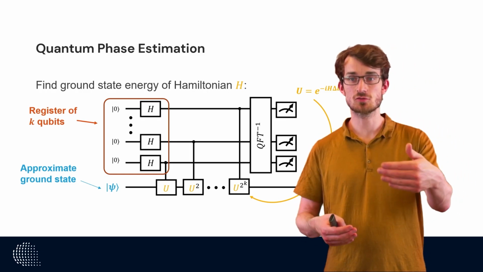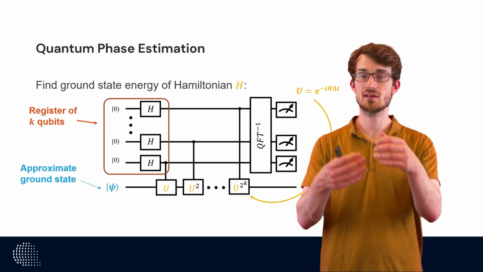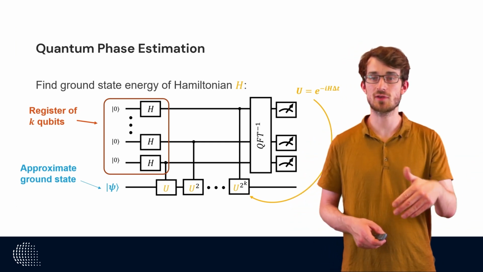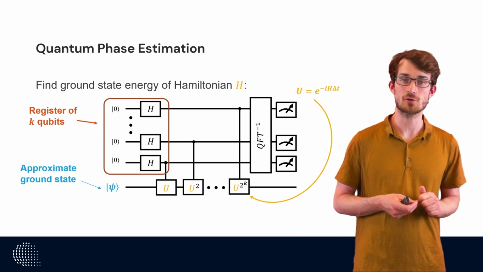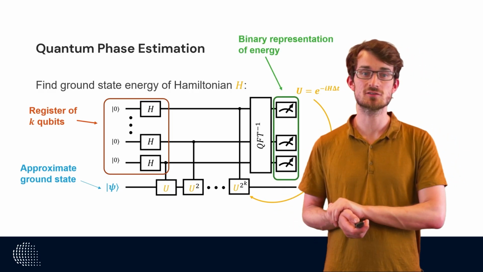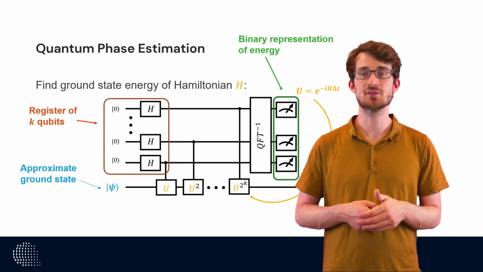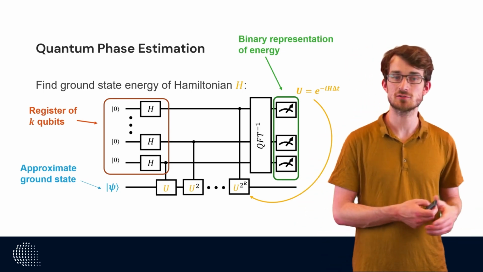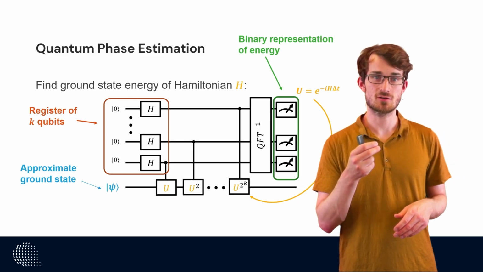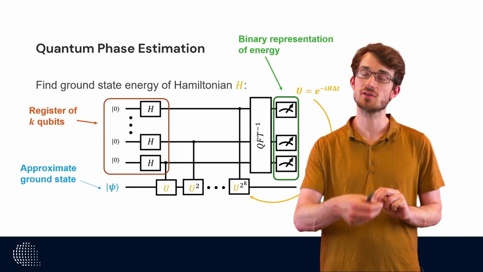The challenge is to construct these controlled unitaries well, but if we can do that, we can then at the end do an inverse quantum Fourier transform. This is the same type of inverse quantum Fourier transform that you would use in Shor's algorithm that you saw in a previous video. And then finally, we measure all these register qubits in a way that gives us a binary representation of the energy of the Hamiltonian of the ground state. Of course, it actually gives the phase. That's why it's called quantum phase estimation. But we know delta t, and we can then get the energy as the phase divided by delta t.